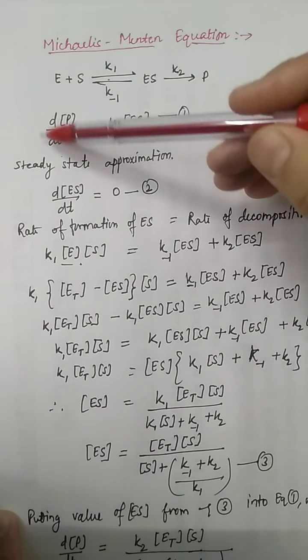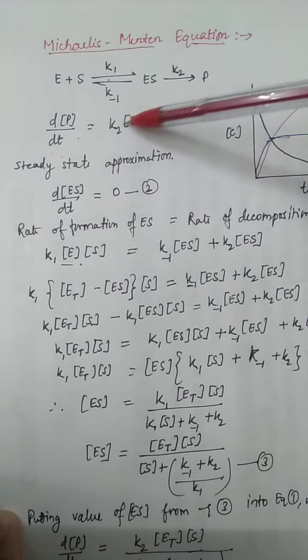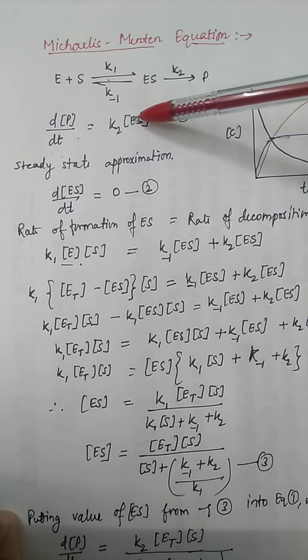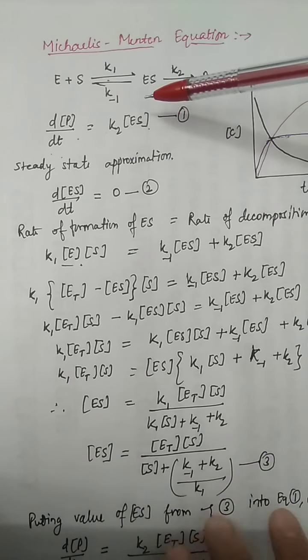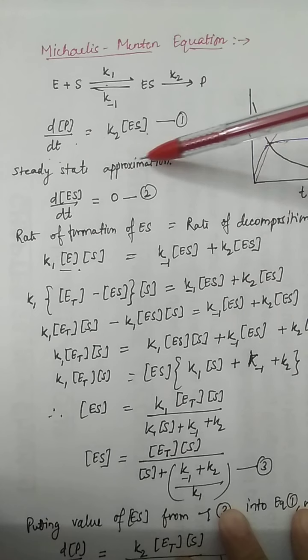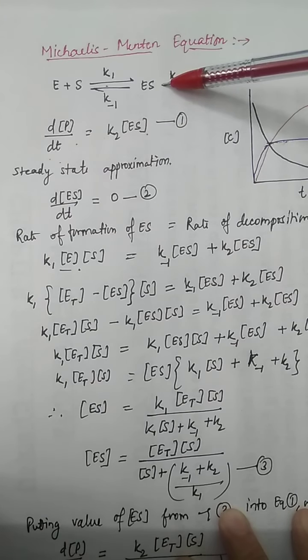The rate of a reaction can be explained in terms of the rate of formation of product with respect to time. So that will become our K2 enzyme substrate concentration. But we do not know the enzyme substrate complex concentration. In order to find that out, we are applying steady state approximation onto the concentration of our enzyme substrate complex.